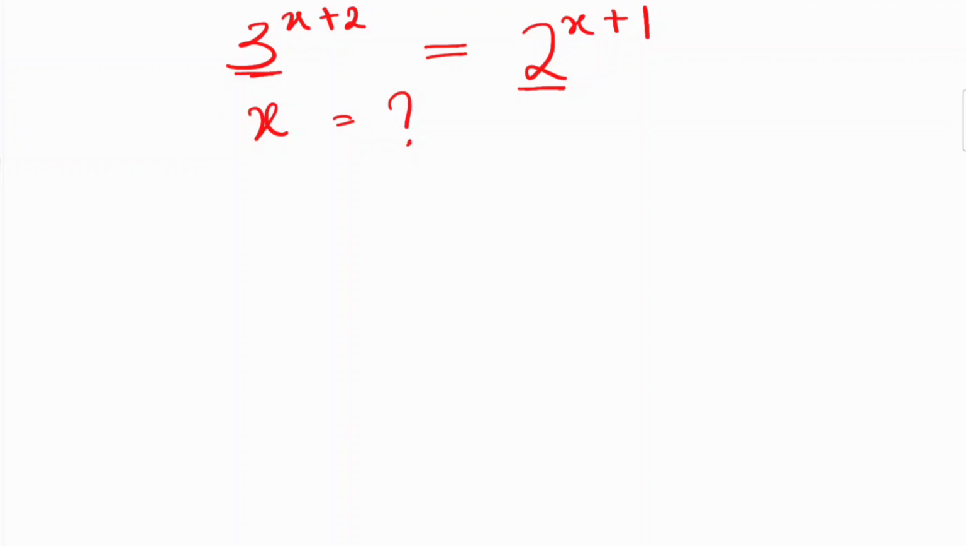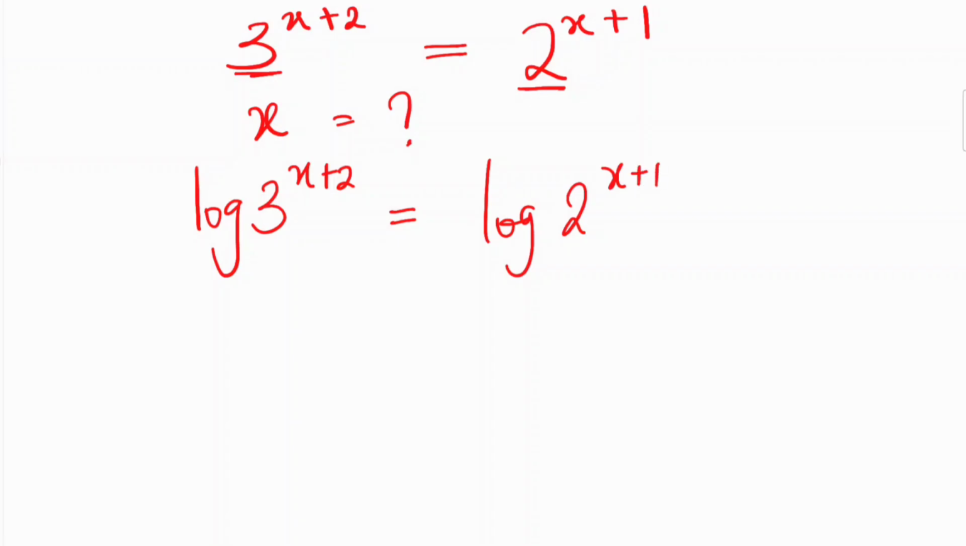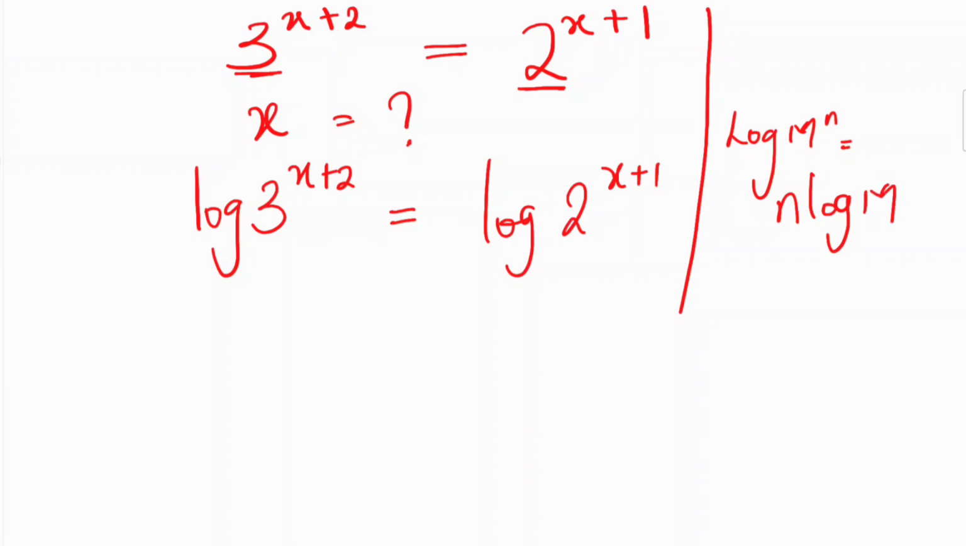So all we have to do is to take the log of both sides, because there's a law of logarithm which says that whenever you have to take the log of both sides, you have log 3 of x plus 2 is equal to log 2 of x plus 1. A law of logarithm says that whenever you have a power to a log, like log m to the power of n, it is the same thing as n log m.